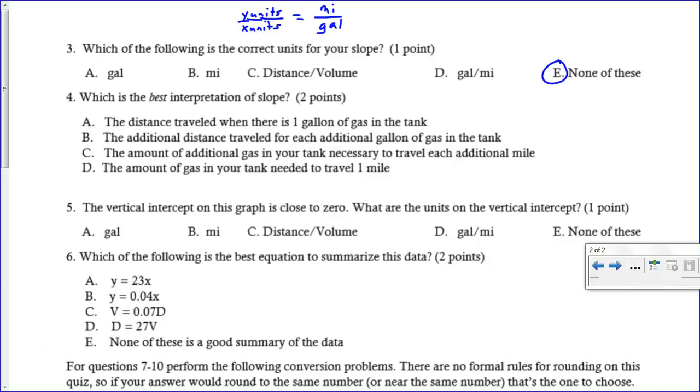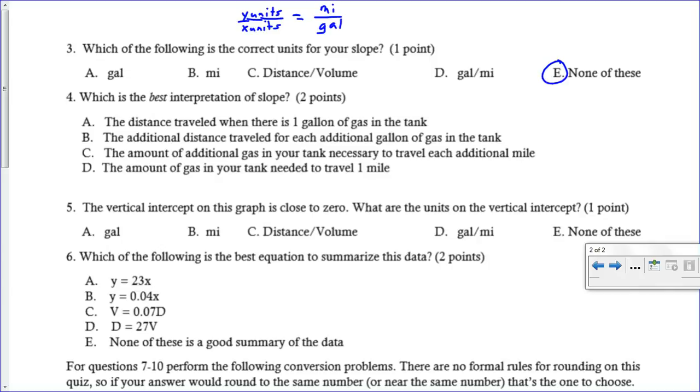Question number 4 is probably the most complicated question on here. It says, which is the best interpretation of slope? So looking at this, I'll just go through each option and tell you what I like about it or what I don't like about it. A, it says, the distance traveled when there's 1 gallon of gas in the tank. Okay, A sort of sounds like it might be nice, but this is a description of a point.